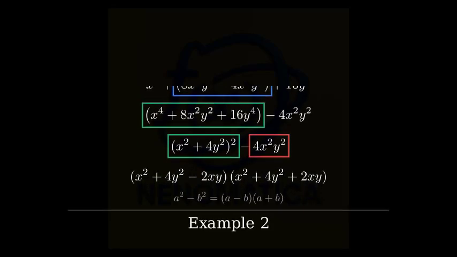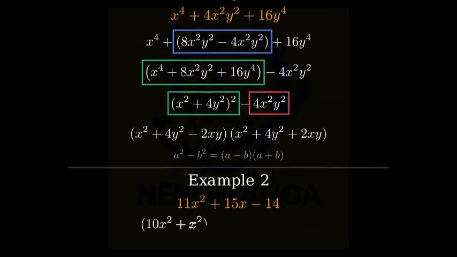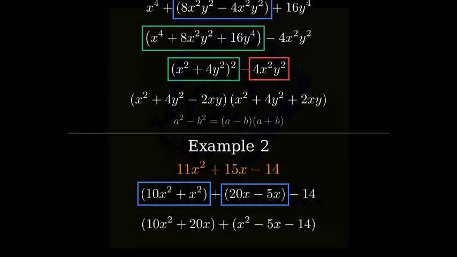Example 2. Problem statement: 11x squared plus 15x minus 14. Step 1. Group terms. We split the middle and first terms to prepare for factoring by grouping. (10x squared plus x squared) plus (20x minus 5x) minus 14. Step 2. Regroup to pair like terms. (10x squared plus 20x) plus (x squared minus 5x minus 14).